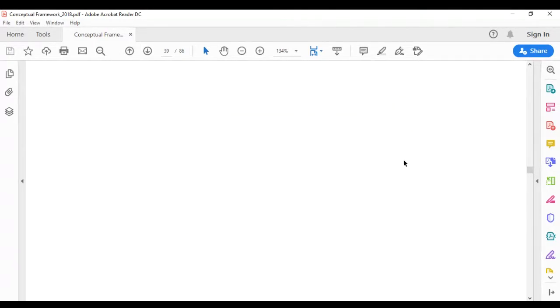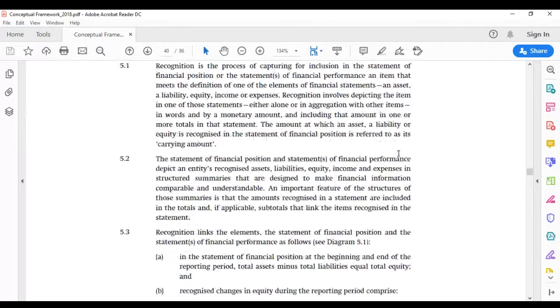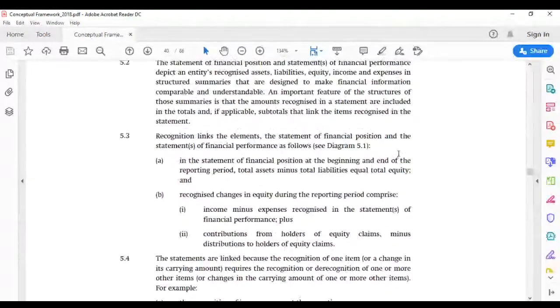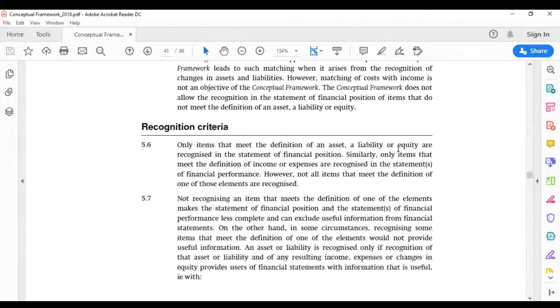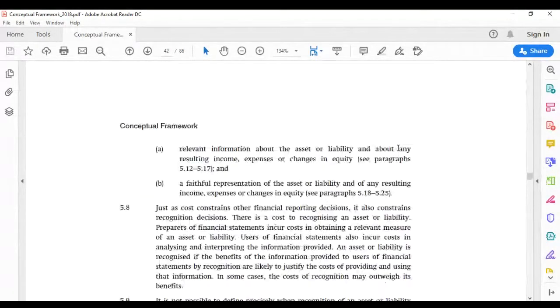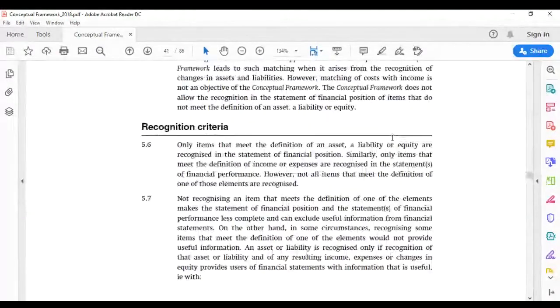I'm just going to scroll down. There's a specific paragraph. This just gives you all the background. I'm just looking for a specific paragraph that I'd like to highlight. There we go. They call it the recognition criteria. So I can perhaps just highlight it there. The recognition criteria. When are we going to recognize any transaction or event?